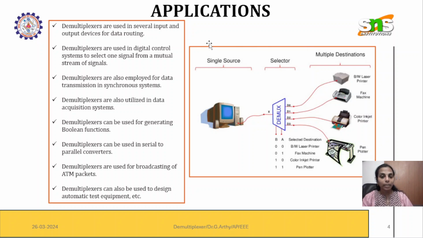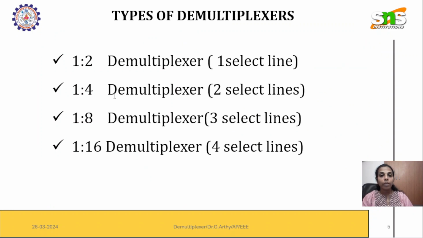It is used in data routing. It is used in digital control systems. It is used in data transmission and synchronous systems. It is used in data acquisition systems. It is used for generating Boolean functions. It is also used in serial to parallel converters. Very commonly it has been used. Demultiplexers are also used for broadcasting of ATM packets. Demultiplexers are also used to design automatic test equipment. So all these things are done by demultiplexers.